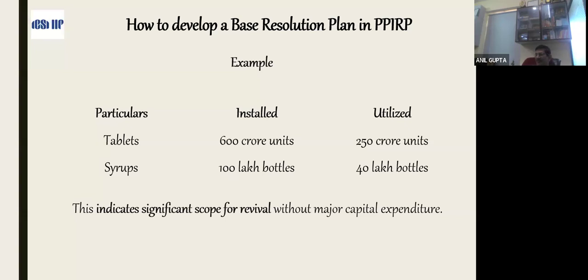Take syrups: the capacity is 100 bottles, but the company is manufacturing only 40 bottles. The capacity is 60% idle, and the fixed costs are not fully recovered. Once the company uses 100% of capacity, the problem will not arise. This indicates significant scope for revival without major capital expenditure. So companies like this need not incur any additional capital expenditure for acquiring machinery and other things, because they are using 35 to 40% of the capacity and the remaining 60% is idle.